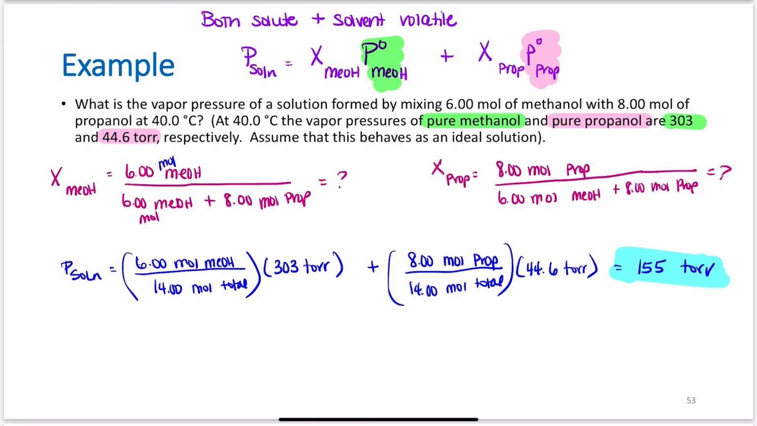It's a combination of the two components. We're assuming it's behaving ideally. We're assuming that the intermolecular forces between solute and solvent are neither stronger nor weaker than those between solute and solute, and solvent and solvent. It's behaving ideally, and the vapor pressure of the system should be 155 torr.